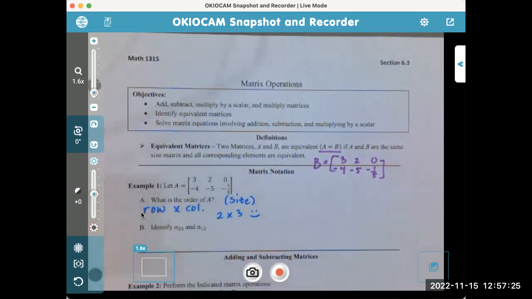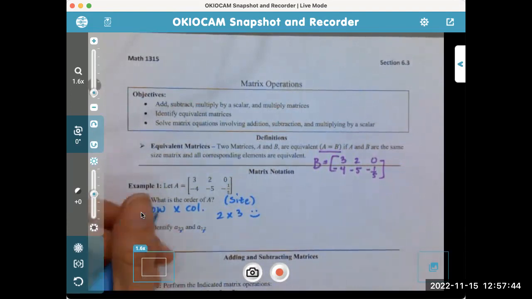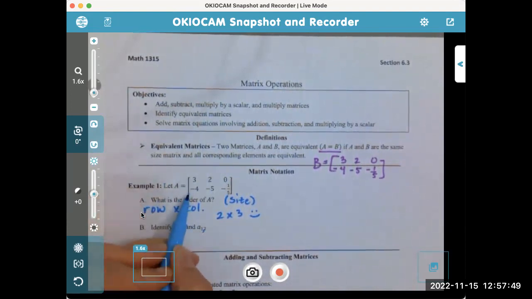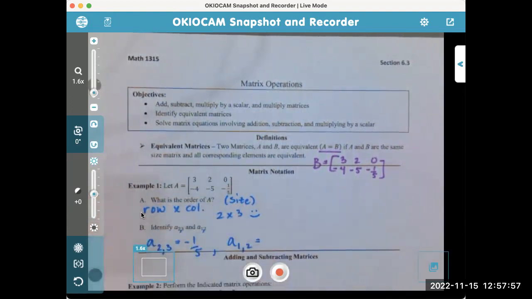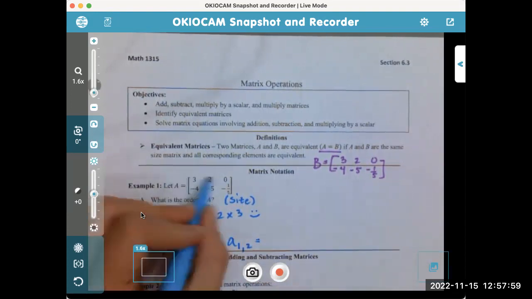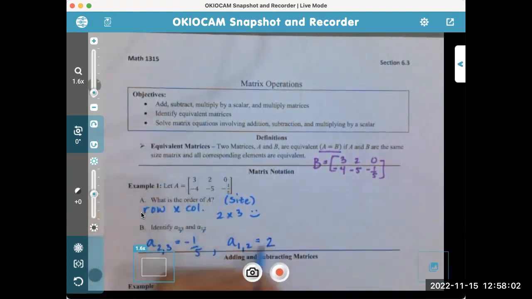Identify element A23 and A12. I want you to pause the video real quick and see if you can do it. But my hint is, remember that I want you to think of it as A2,3 and A1,2. Okay, pause the video, come back. Perfect. Okay, so let's see. A2,3. Remember, this is the element in row 2, column 3. So that's just -1/5. So element A12, remember, I don't say element like sub 12, but it's row 1, column 2. So that is 2.